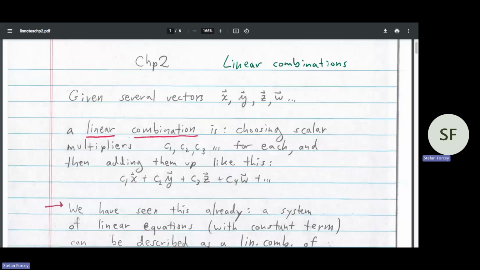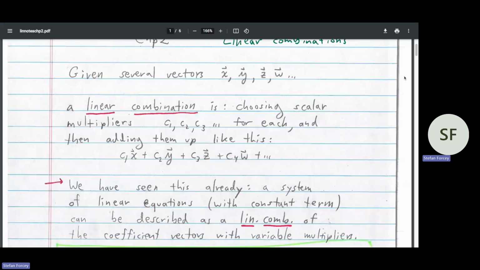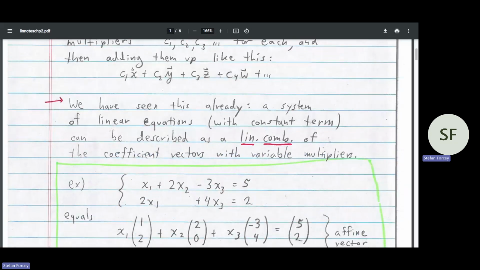So we have seen this already. A system of linear equations with constant term can be described as a linear combination of the coefficient vectors with variable multipliers.